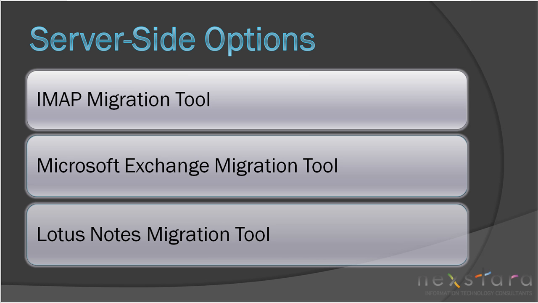A server-side migration is an option for those of you using an IMAP, Microsoft Exchange, or Lotus Notes system. Google provides mechanisms that allow for your existing system to tie directly into your Google Apps domain and transfer all the data behind the scenes. Many administrators prefer this type of migration because it requires no intervention by the end users. We will look more closely at each one of these migration tools in subsequent episodes.